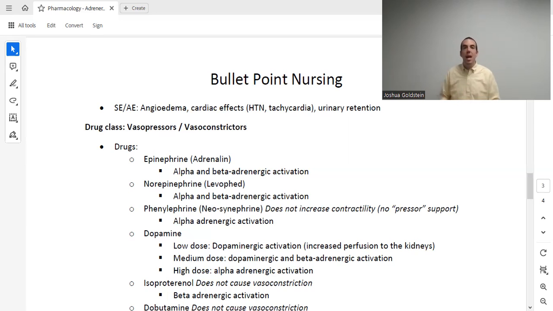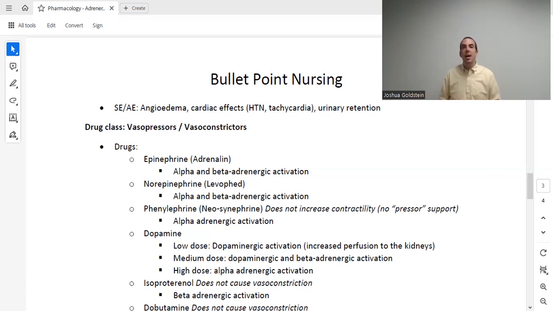It causes alpha and beta activation. However, it also causes dopaminergic activation, which, back at that low dose, increases the blood flow to the kidneys, plus alpha and beta activation. When it gets to a high dose, and it's a little bit fuzzy on what exactly a high dose is, it really starts to have a very dominant effect on alpha-1, which makes it similar to phenylephrine at that really high dose. And what that number is is debatable.